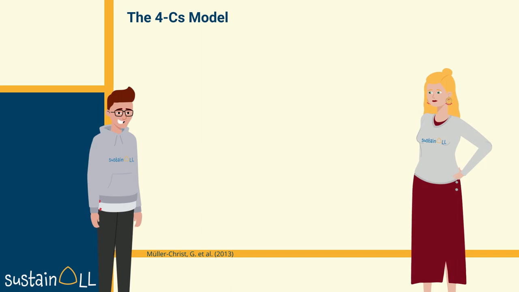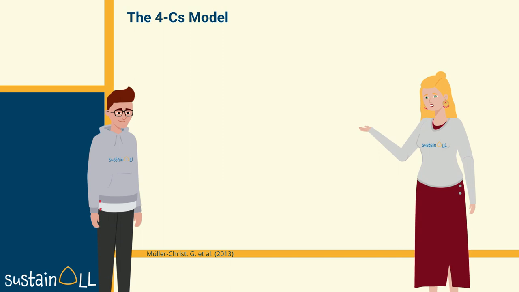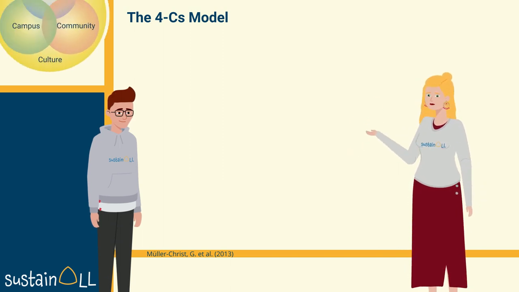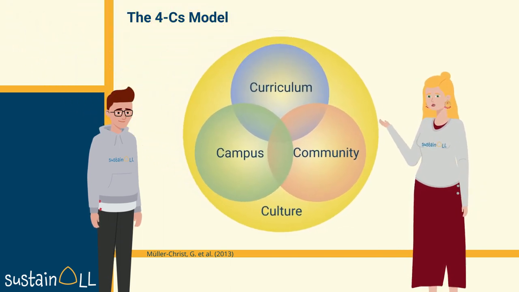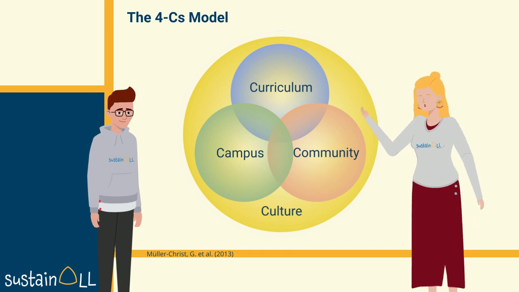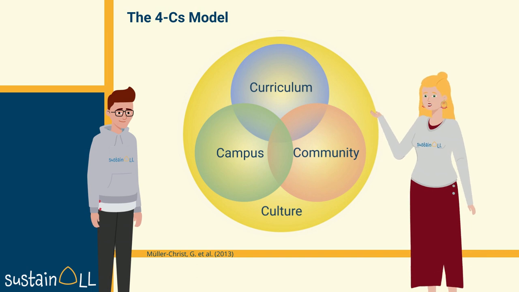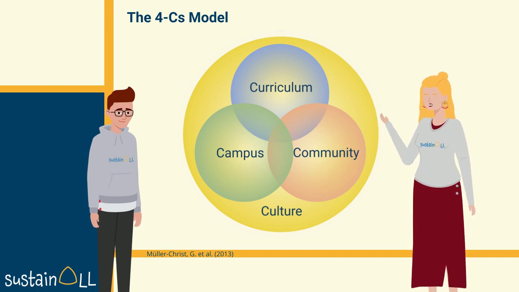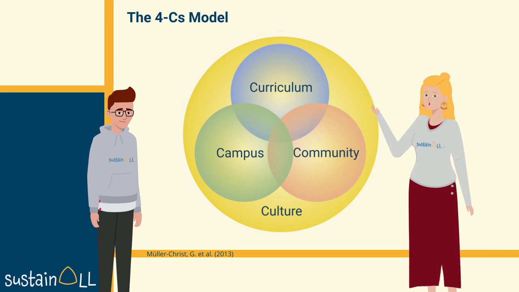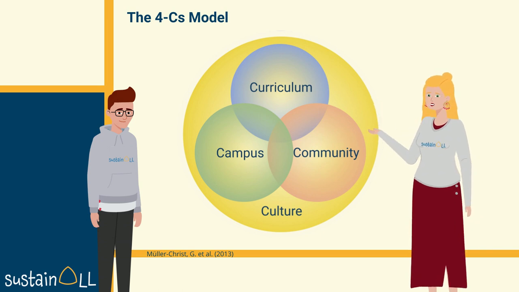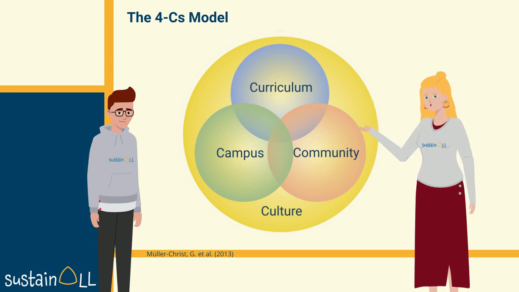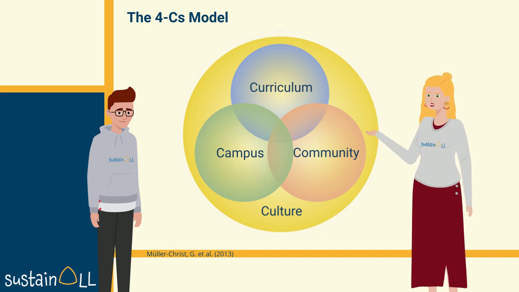Also, there is a model which can describe fields for developments in schools. Scientists developed a model to show fields for sustainable developments in schools. It is simply called the 4Cs model. Accordingly, the fields of sustainable development in schools can be the campus, the curriculum, and the community of the school. Making changes in these fields changes the culture of the school. But also changing the school culture can affect the campus, the curriculum, and the school community.